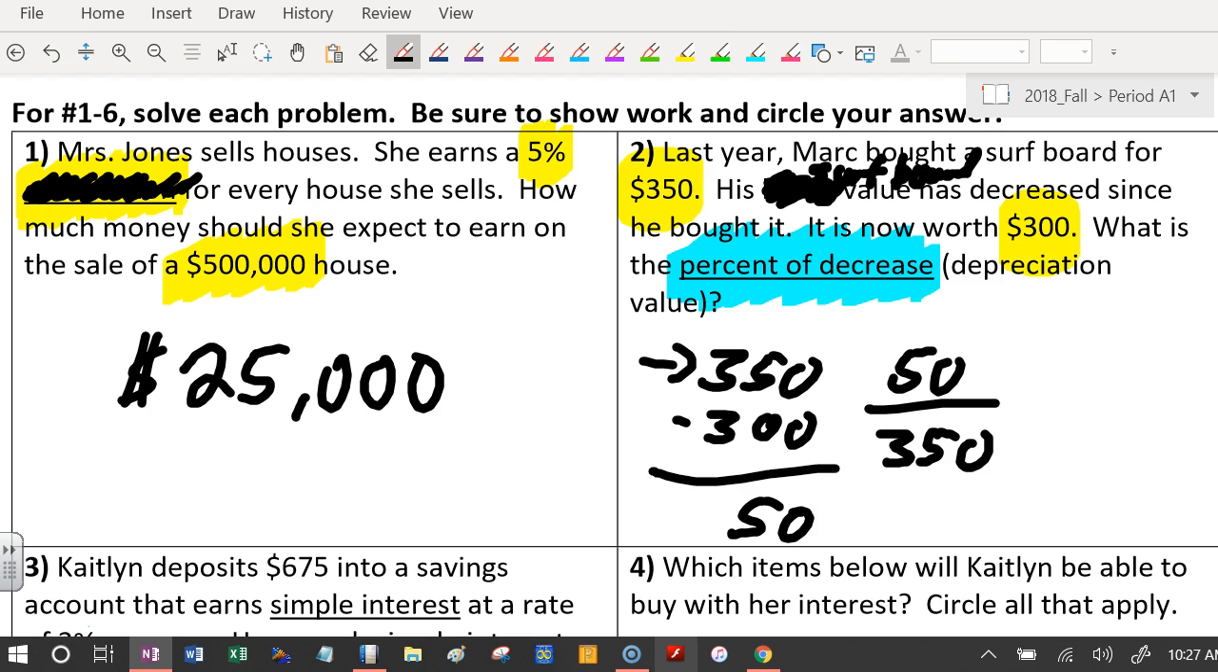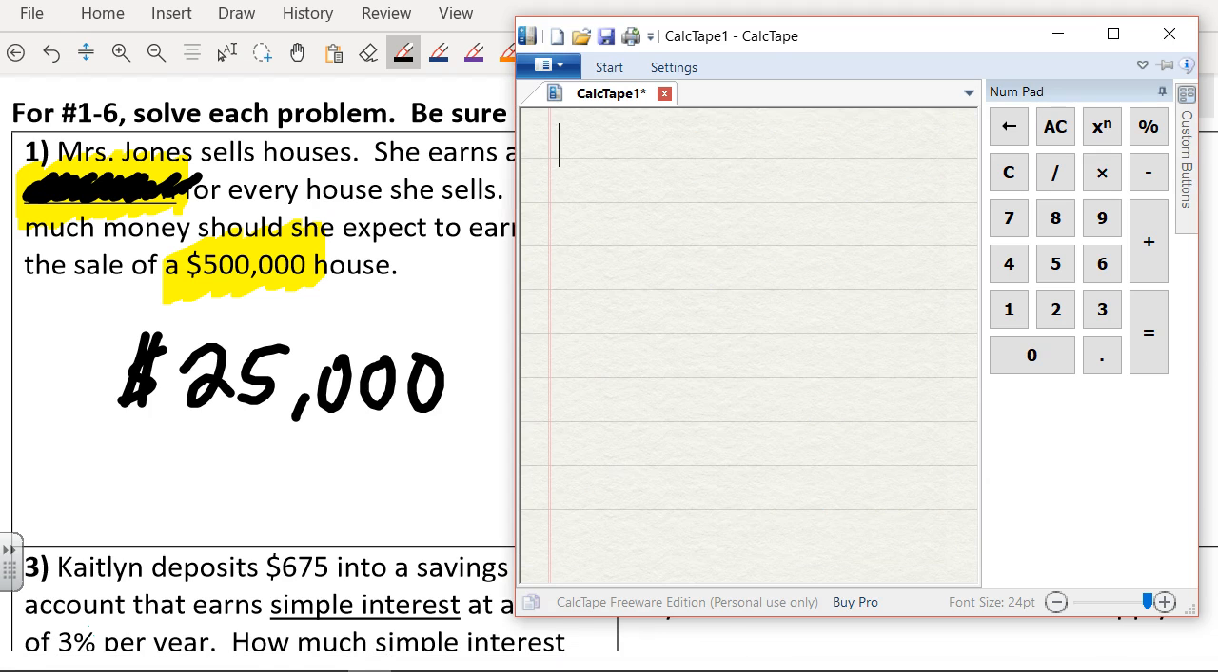Well, we can find that out using a calculator. Anybody know how?